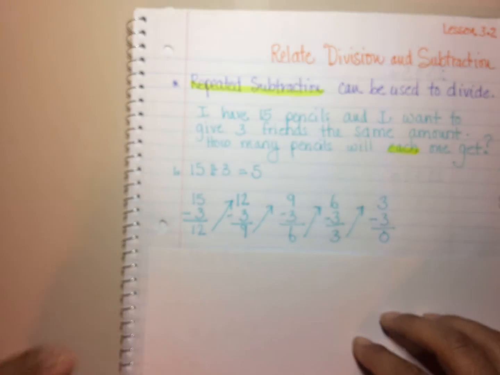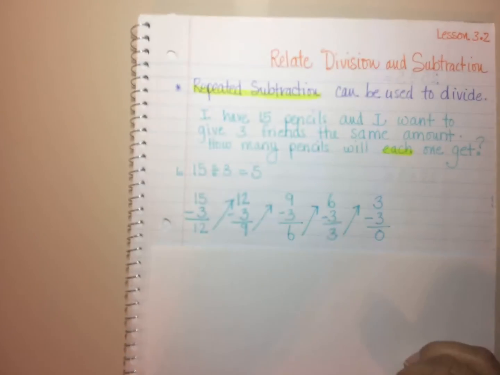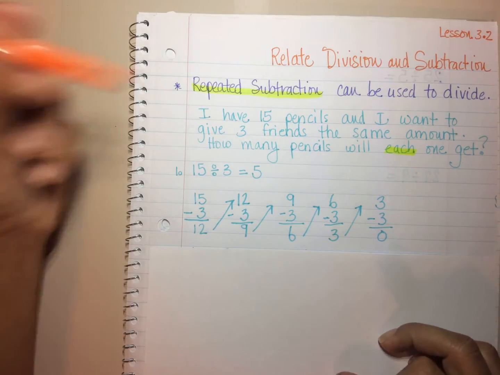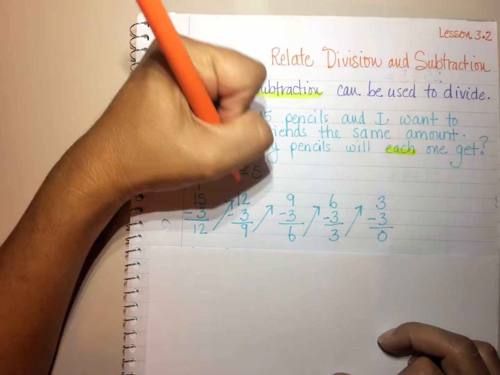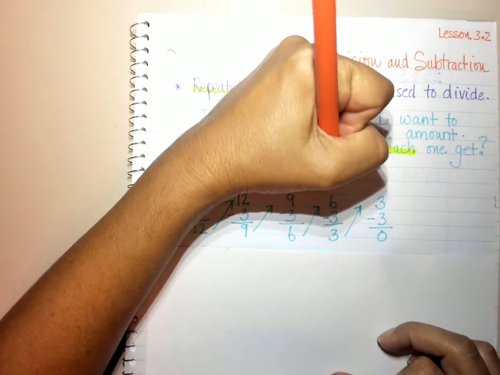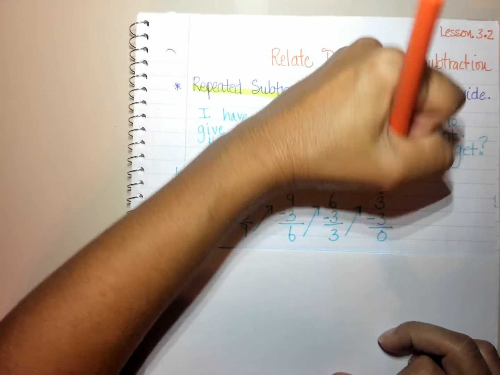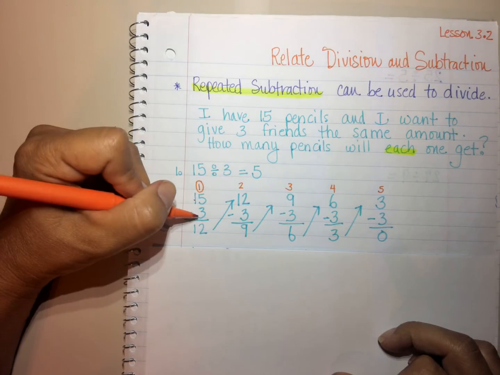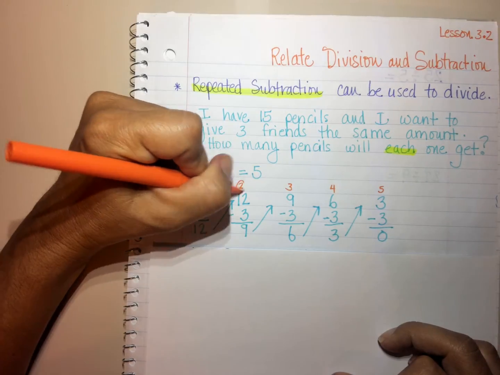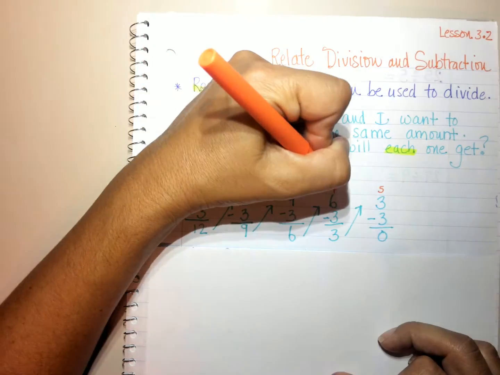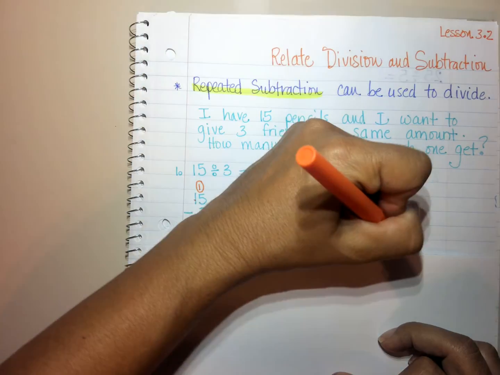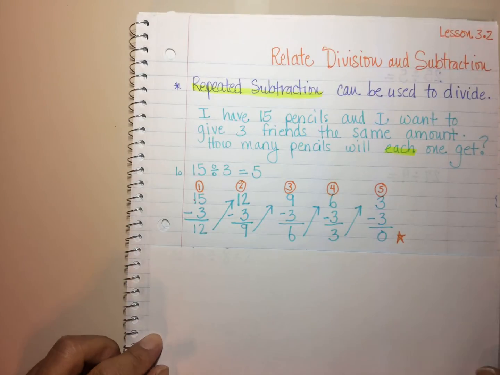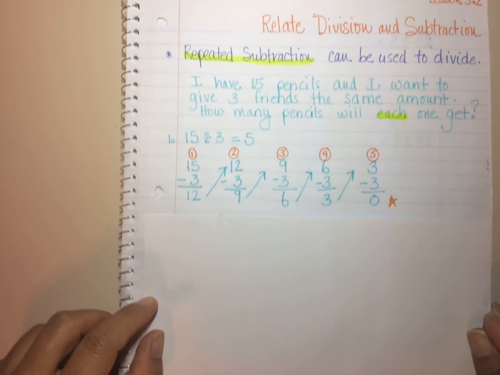We met our goal. How many times did I have to do that? I did it 1 time, 2 times, 3, 4, 5. So 15, I subtracted 3 each time. I did that 5 times until I got to 0. And that is repeated subtraction.